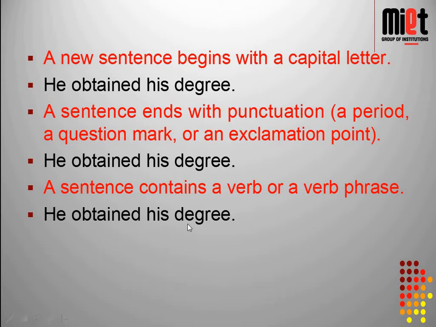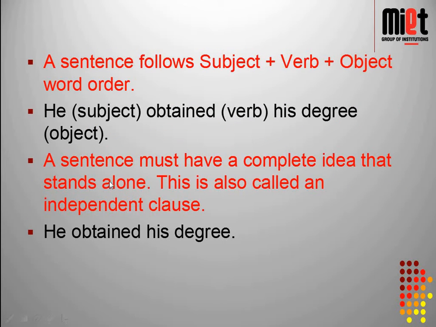For example, he obtained his degree. So obtained is the verb in this sentence. A sentence follows subject plus verb plus object word order. For example, if I talk about the above mentioned sentence, he obtained his degree. So he is the subject, obtained is the verb and degree is the object here.